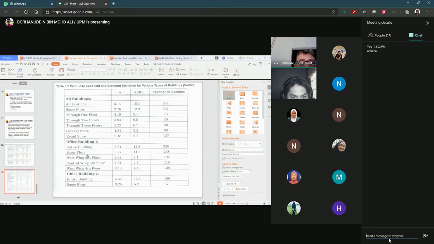And office building one, same floor again, 3.27, west wing, and so on. So these are specific buildings, but what you can see is if you go to several floors, it will weaken, the exponent becomes bigger, I mean. But if it is the same floor, then generally it's around 2 to 3. West wing, fifth floor, I don't know why it is small. Anyway, that's the end of this particular slide.